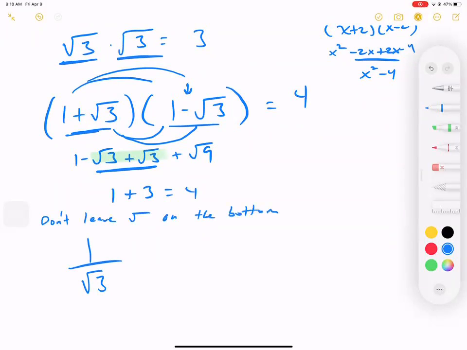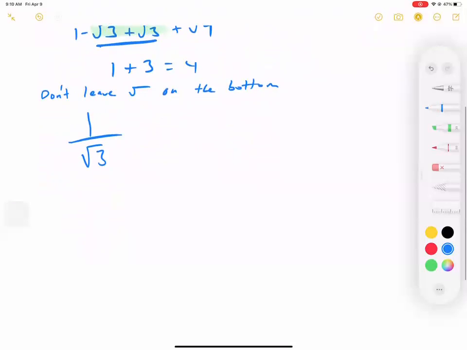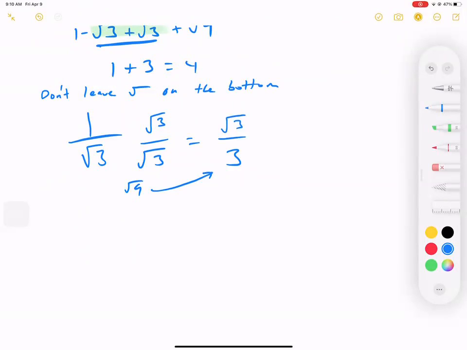So we like cleaning them up, making them look a little nicer, and you practiced this in your IXL the other day. So we would multiply this by square root of 3 on the bottom and on top, because that was our trick to get rid of square roots. So the bottom would be square root of 3 times square root of 3, which is square root of 9, and square root of 9 is just 3, and 1 times square root of 3 is just square root of 3. Okay, so that's how we would effectively move the square root from the bottom to the top, and we won't have a square root on the bottom anymore.